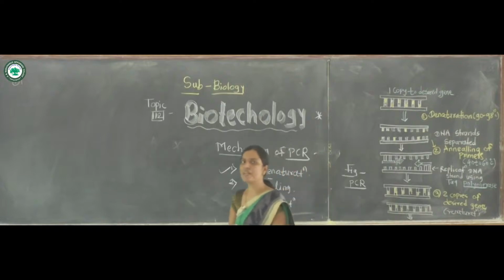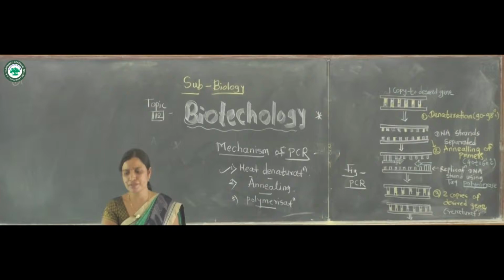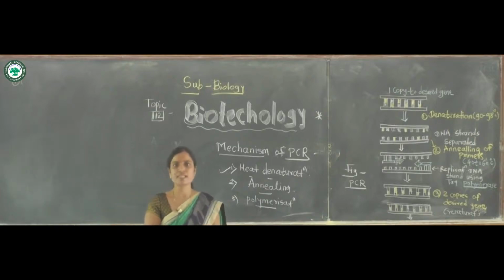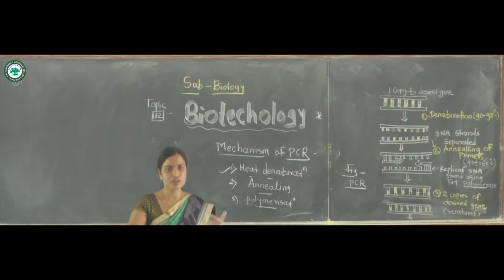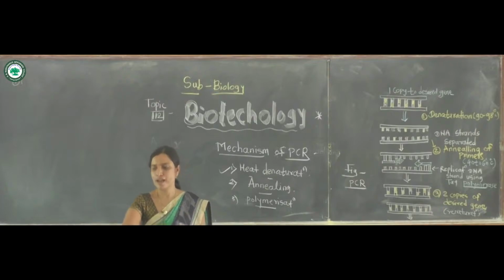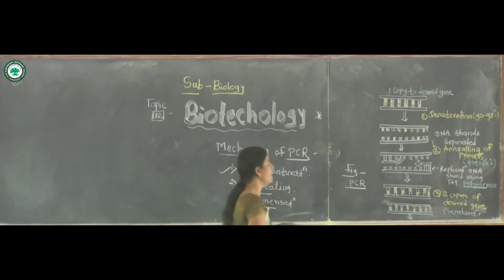Now these two strands are separated, and the primer is very important. The mixture is allowed to cool, at a low temperature of about 40 to 60 degrees centigrade, in the second step. This permits the pairing of the primers to take place with the complementary sequence of the DNA strand, and this step is called annealing.